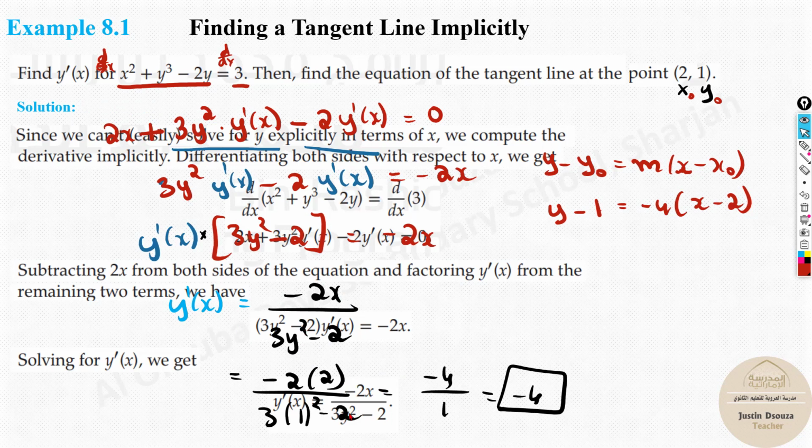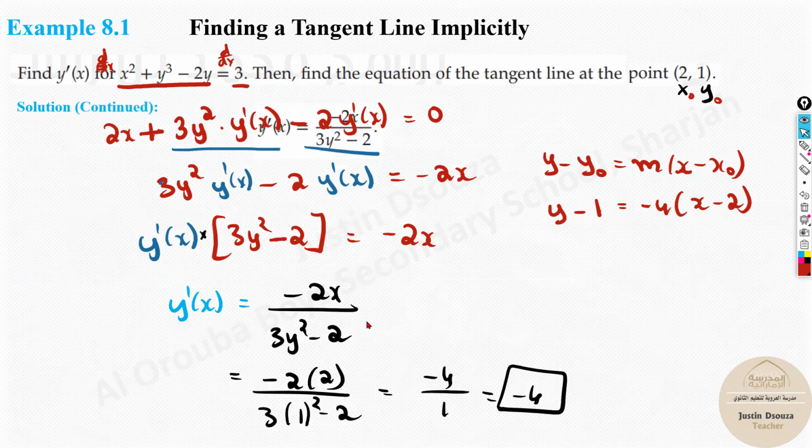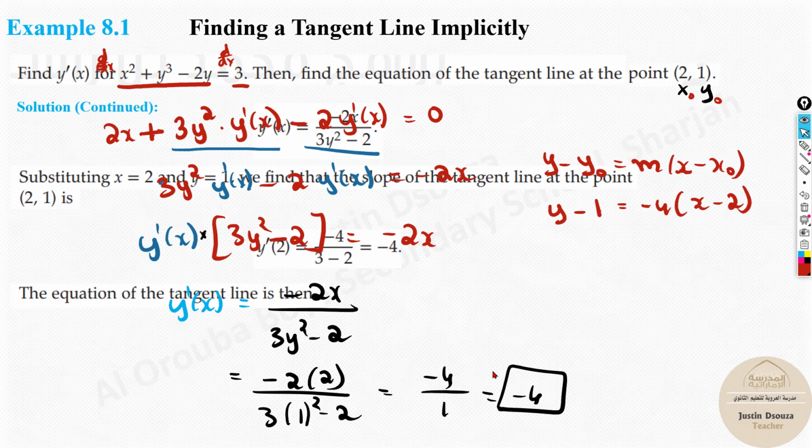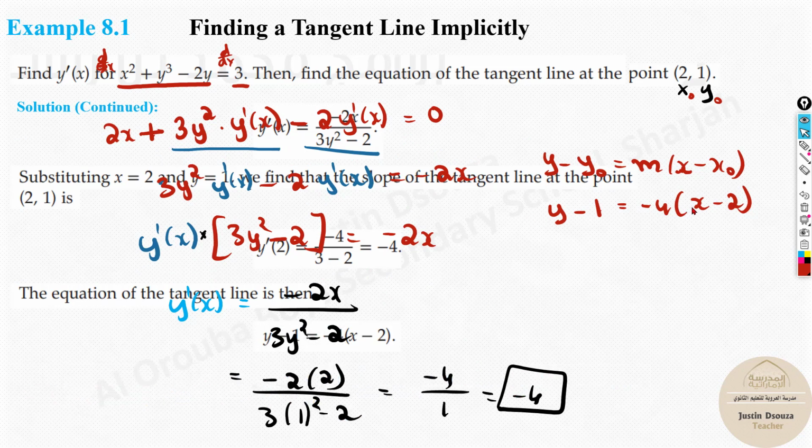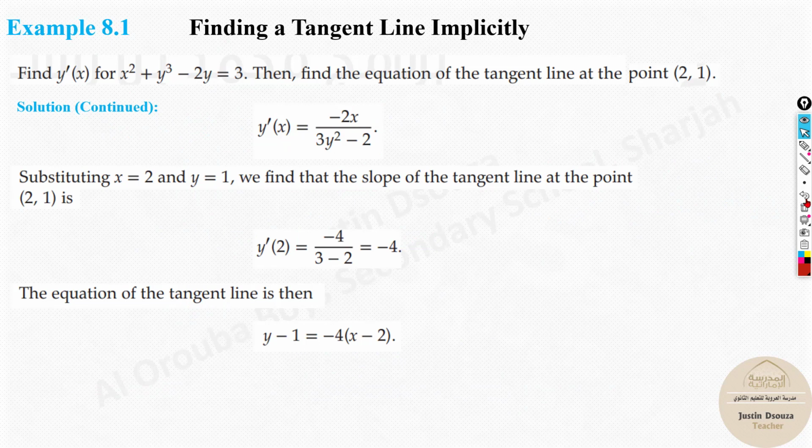y dash of x is minus 2x by 3y squared minus 2. Yes, we got the same thing. And then the slope was minus 4. Yes. And they have just written this as it is. Look over here. That's the answer.